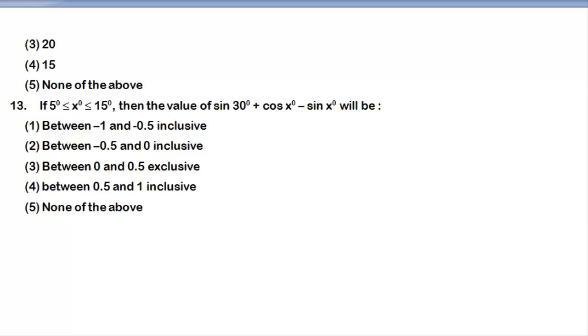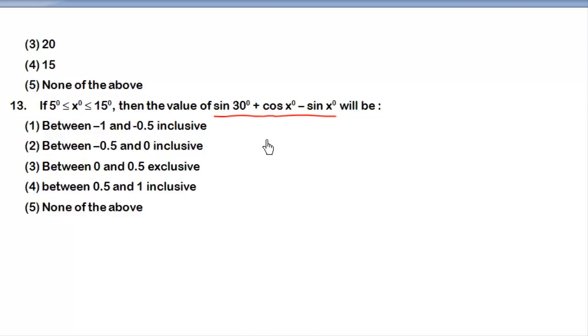It's not that I'll never be solving it, but in the first stage, I just want to scan the paper, and at the same time I want to solve those kinds of questions which are either one-liners or two-liners, as I discussed in the introduction. Now here it says that if x is between 5 degrees and 15 degrees, then what is the value of sine of 30 degrees plus cos of x degrees minus sine of x degrees.